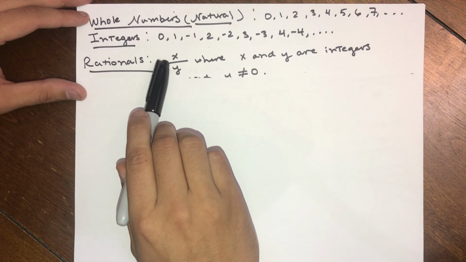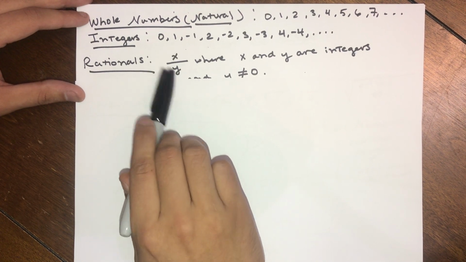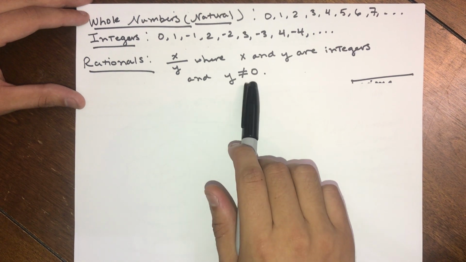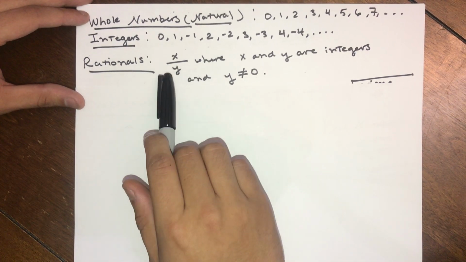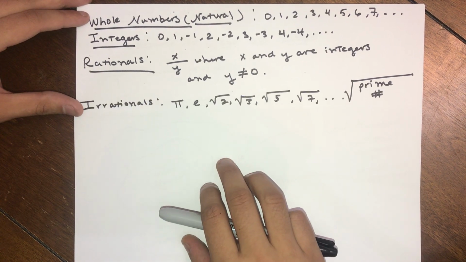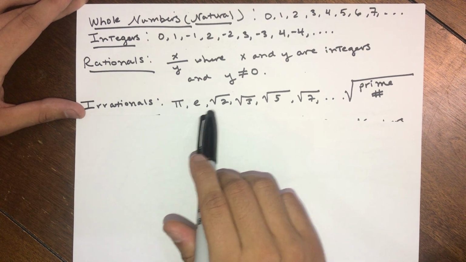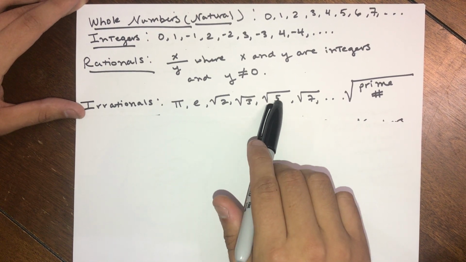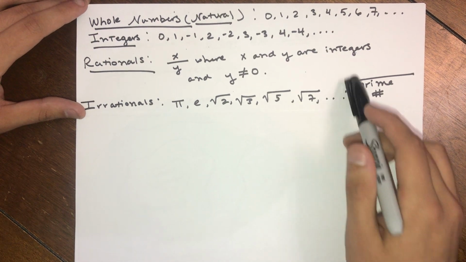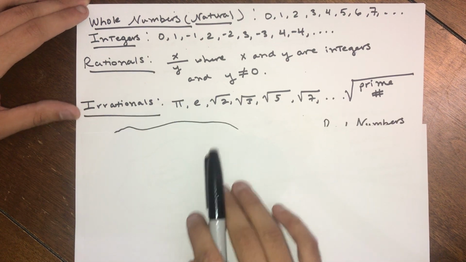And then we have the rationals, okay, that take the form x over y. So a fraction, okay, but it doesn't have to necessarily look like a fraction, all right? So x over y, where x and y are integers. And remember, we don't let y be 0 because we cannot have division by 0, okay? And then we looked at the irrationals, right? So we had pi, e, square root of 2, square root of 3, square root of 5, square root of 7, okay? And in general, we said that the square root of any prime number was irrational, okay?